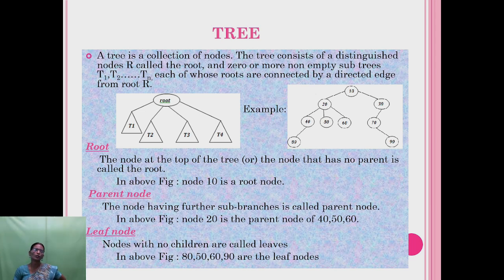Another thing is the leaf node. A node with no children is referred to as a leaf node. For example, here the nodes with no children are 80, 50, 60 and 90. You can see that there are no branches. This is the last node, and we refer to it as a child node or leaf node.